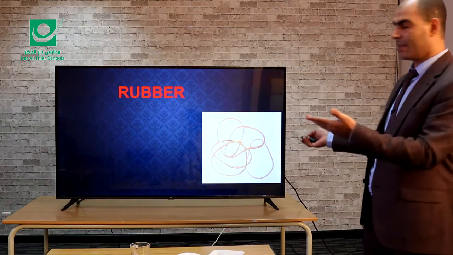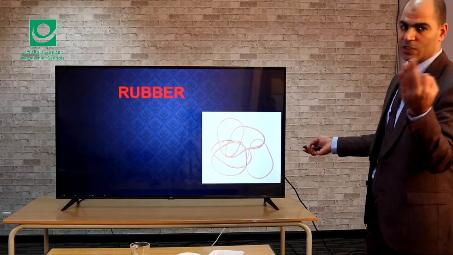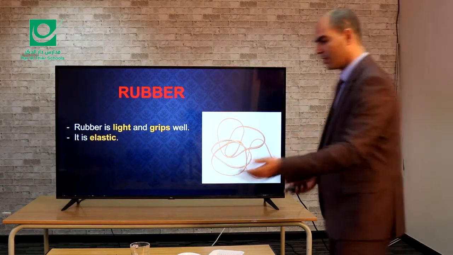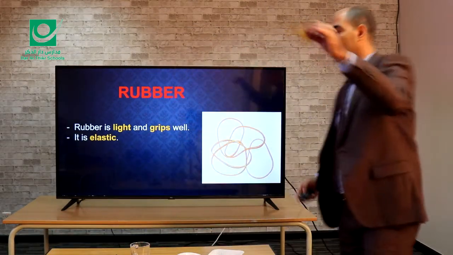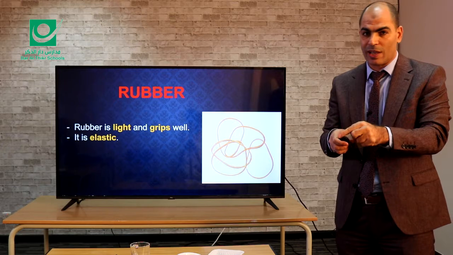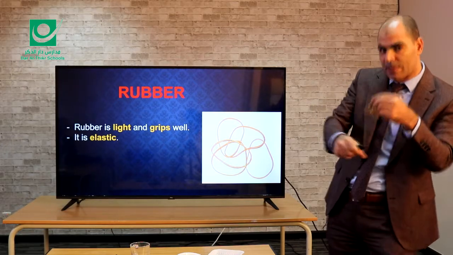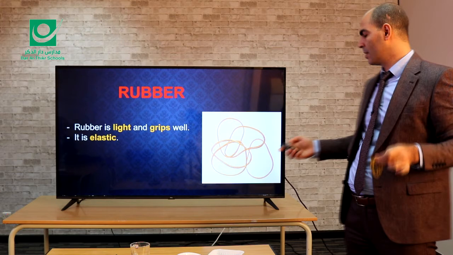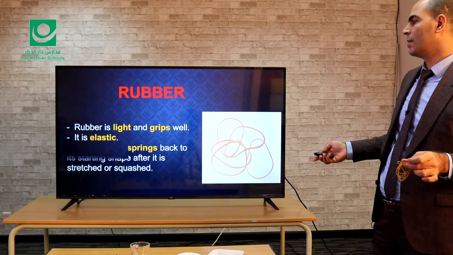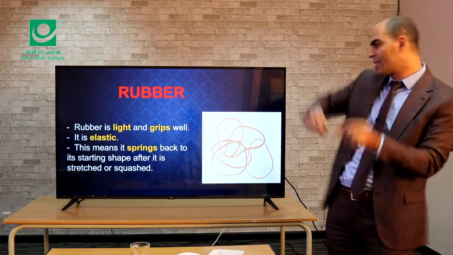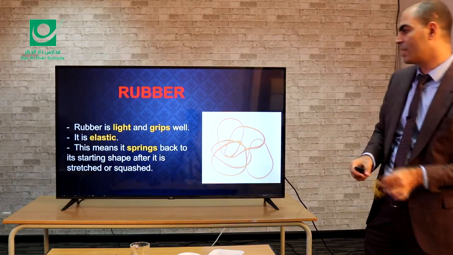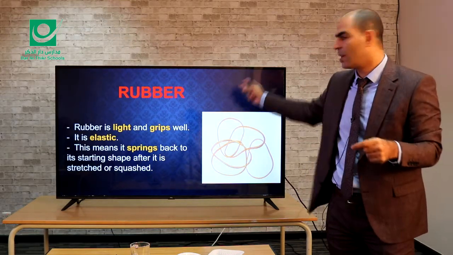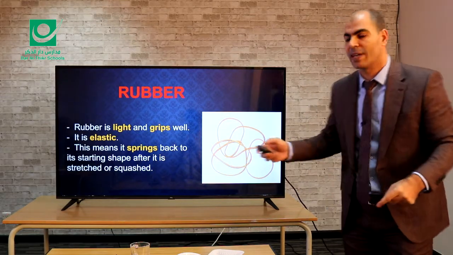Rubber, okay, this is material number 3. Rubber is light. This is rubber. It is light. It grips well. We can use it to wrap things. It is elastic. This means it springs back to its starting shape after it is stretched or squashed. That's why balls are made out of rubber. Car tires are made out of rubber.